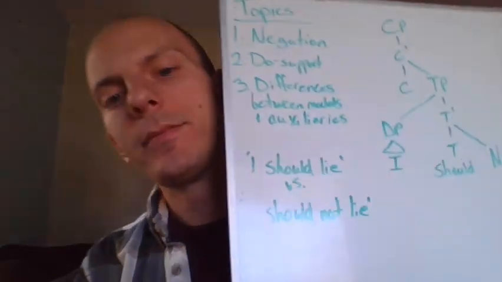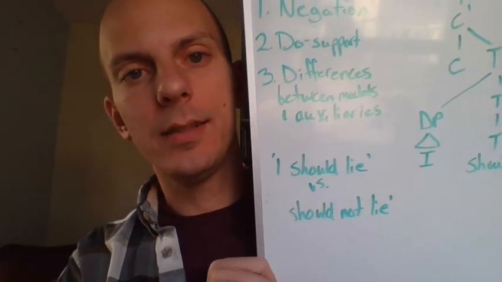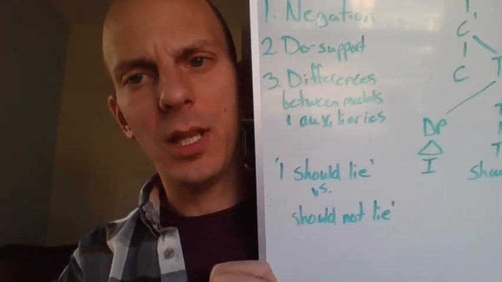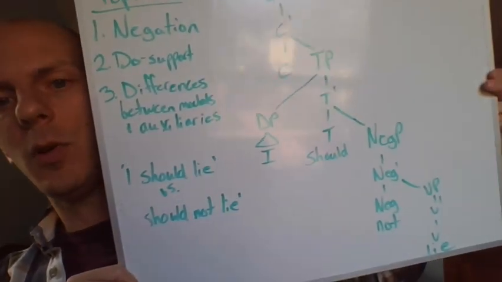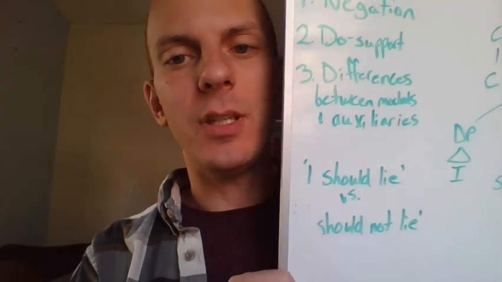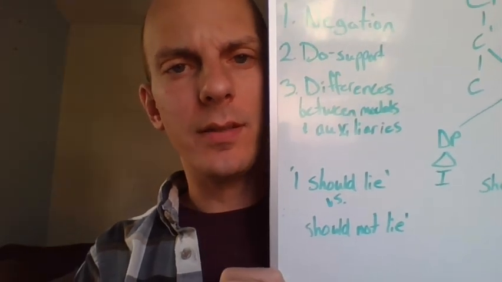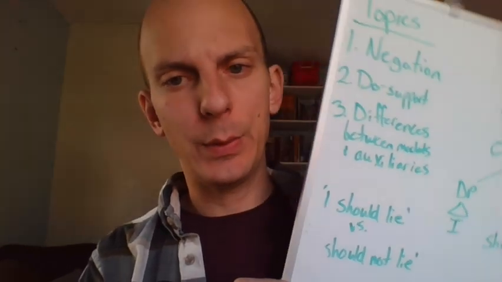That's topic 1. Let's move on to topic 2 and look at do support. So when we were looking at these sentences, we looked at the difference between I should lie and I should not lie. Sentences with a modal verb, because that makes it more clear what's going on here. Having a modal verb actually helps us to see negation more clearly. Let's try now a sentence without a modal verb, just like a regular sentence.